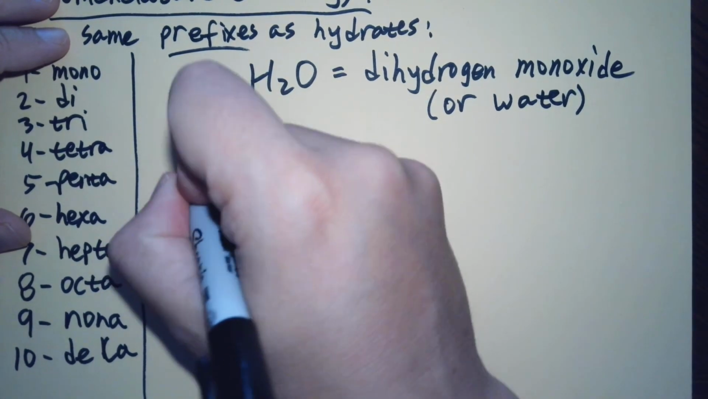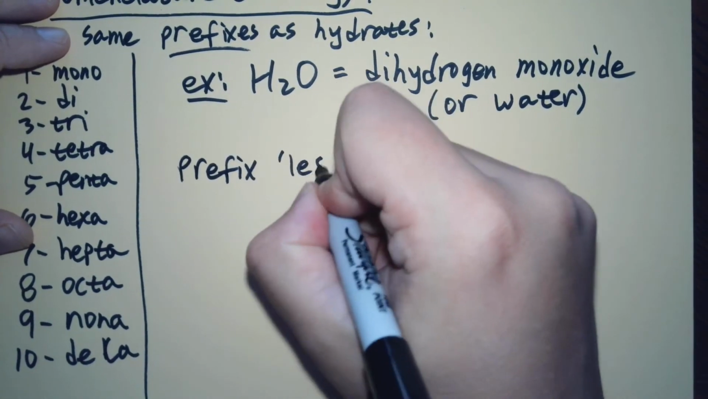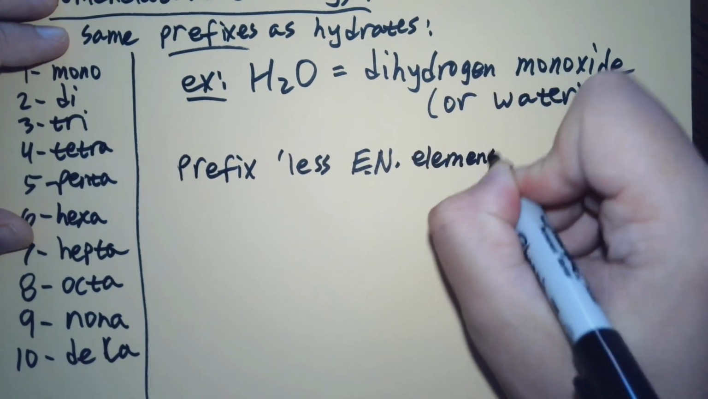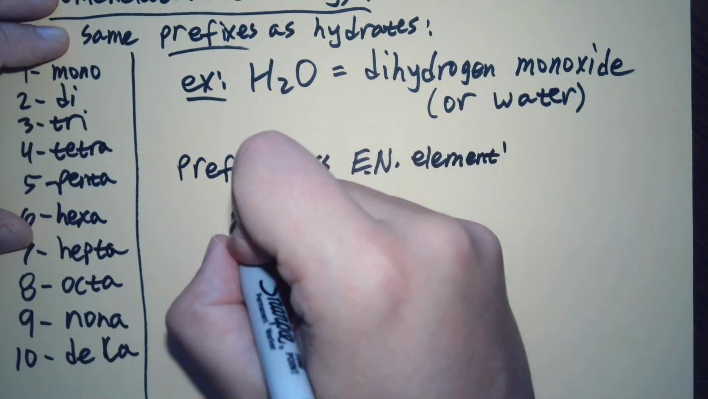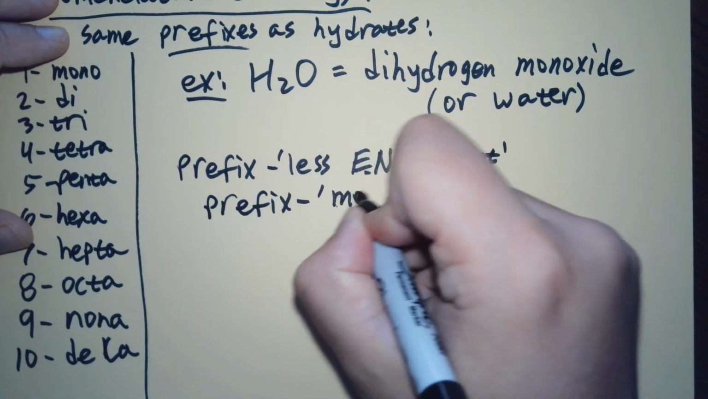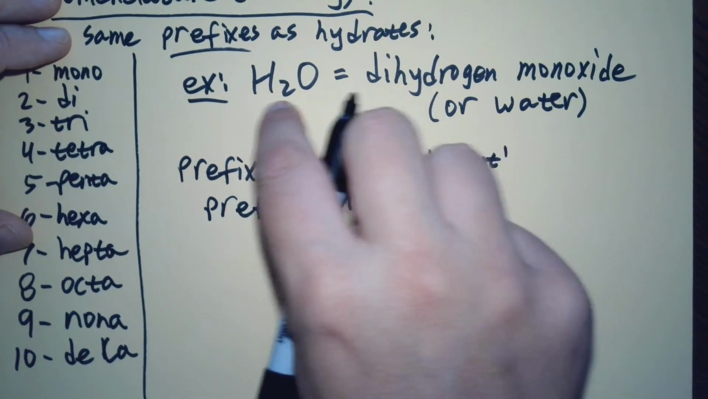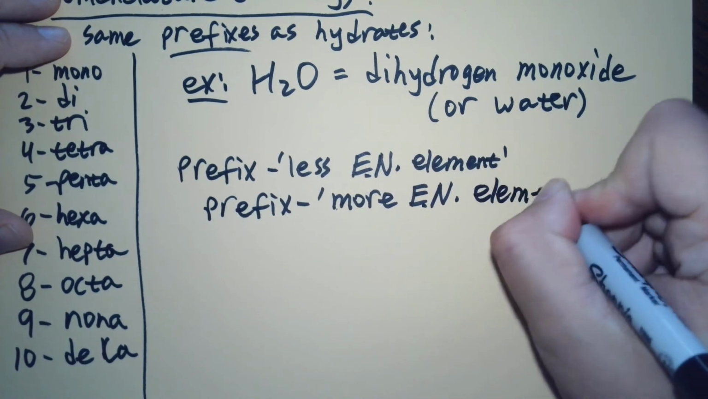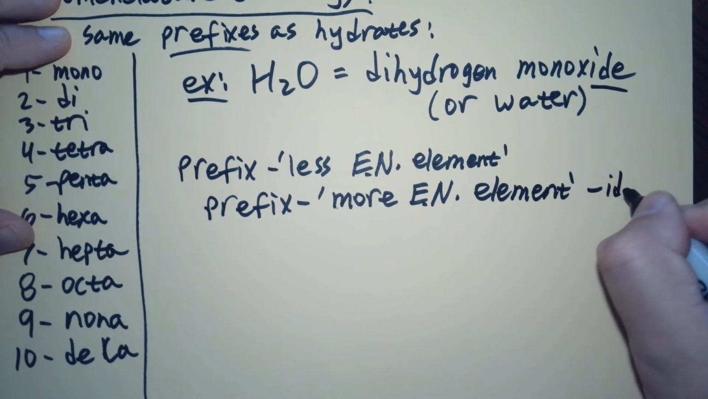So you have a prefix, and then you have the name of the less electronegative element. And then after that, you have a prefix and the more electronegative element. So hydrogen is less electronegative than oxygen. That's why we write it first in the formula, but it's also why we write it first in the name. And then what else did we do? Look at that. Does that look familiar? We changed the ending to "ide."